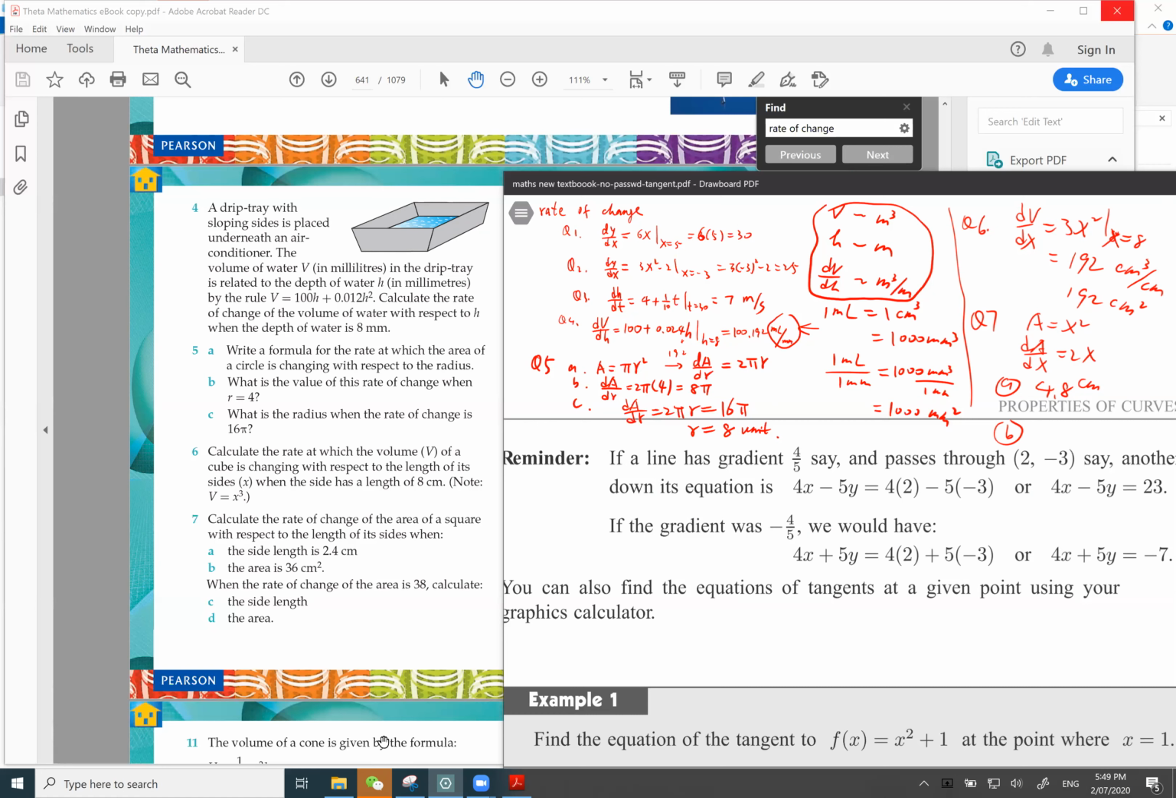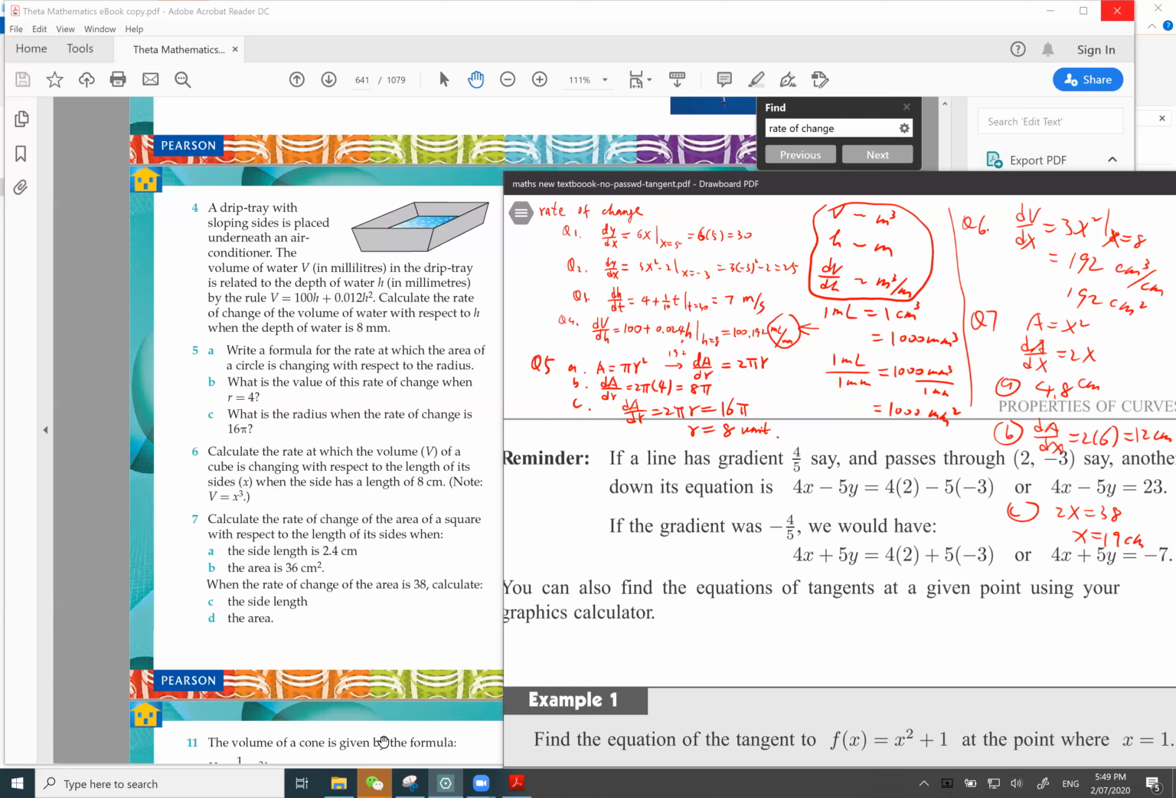For B, if area equals 36, x will be 6. So the answer is 12 cm. For C, the rate equals 38. So x equals 19 cm.